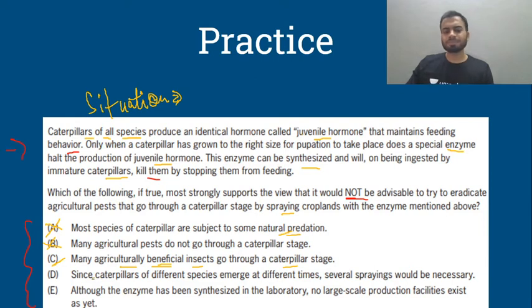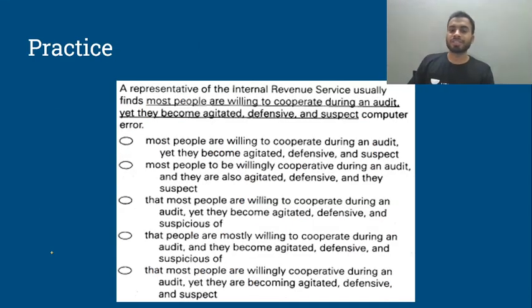Option D says, since caterpillars of different species emerge at different times, several sprayings would be necessary. That's all right. We are not talking about the number of times we have to spray or we do not have to spray. So this is not really telling me not to do this. E: although the enzyme has been synthesized in the lab, no large scale production facilities exist as yet. I'm not concerned about the time period. What if I set up those facilities tomorrow? Right? So, again, this is not telling me not to do this. I need an option that tells me, Prankur, do not do this. Only option C is telling me that. So, I go ahead with option number C. Right? Let's move on to another sentence correction question now.